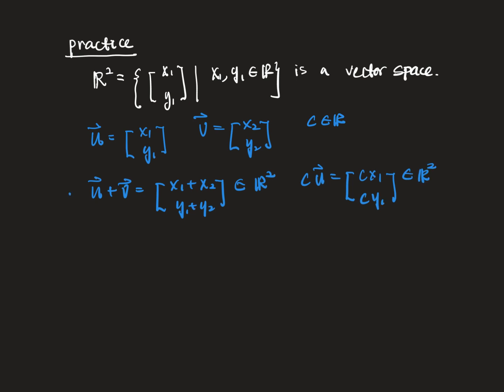So let's see the zero vector. How can we define the zero vector? That's going to be (0, 0). This one is in R2. Okay? The negative vector in R2: for u, the negative is (negative x1, negative y1). This one is in R2. So you can try to show all the commutative and associative properties of addition and scalar multiplication. It's not a hard proof to show this R2 is a vector space.